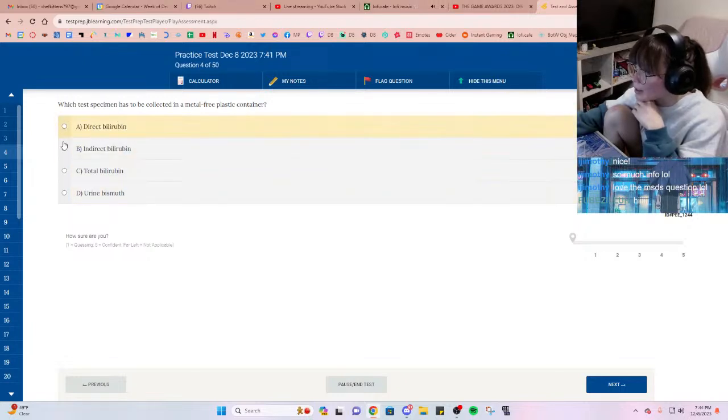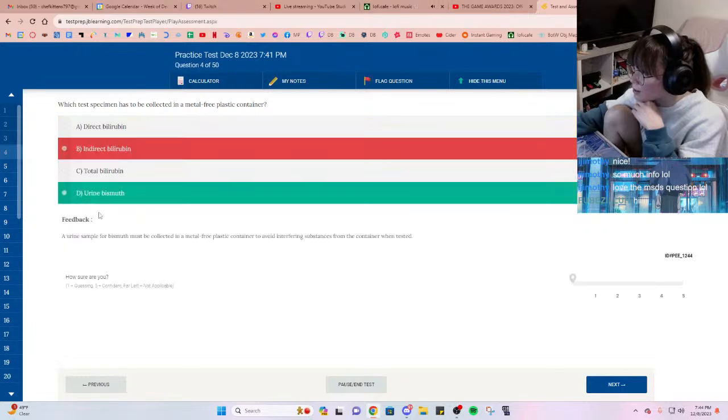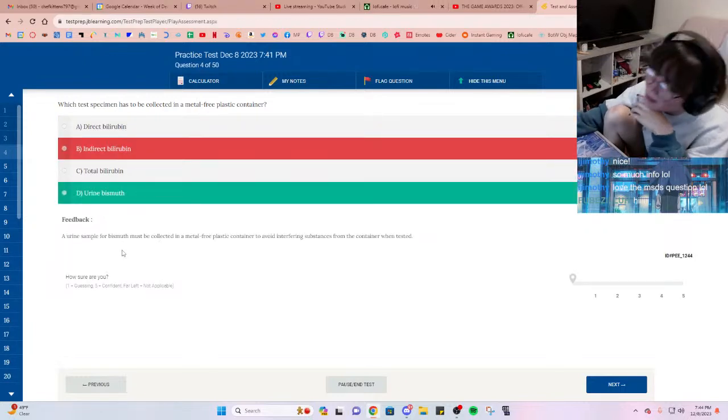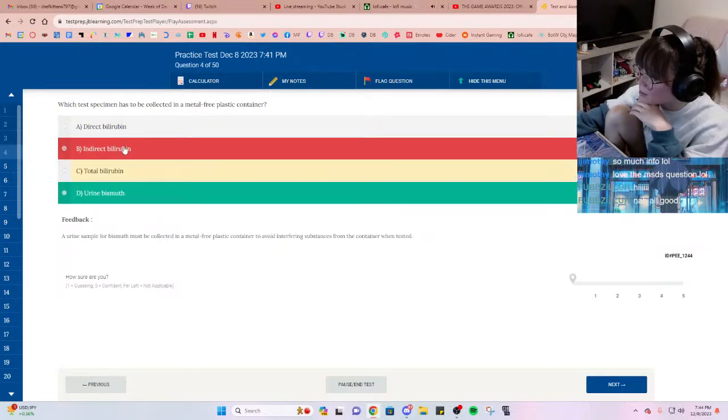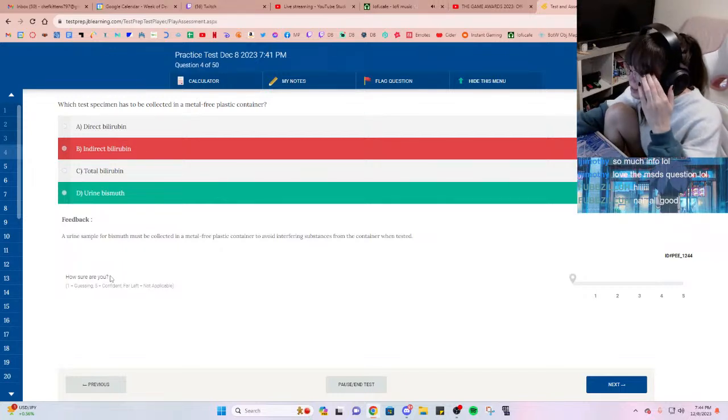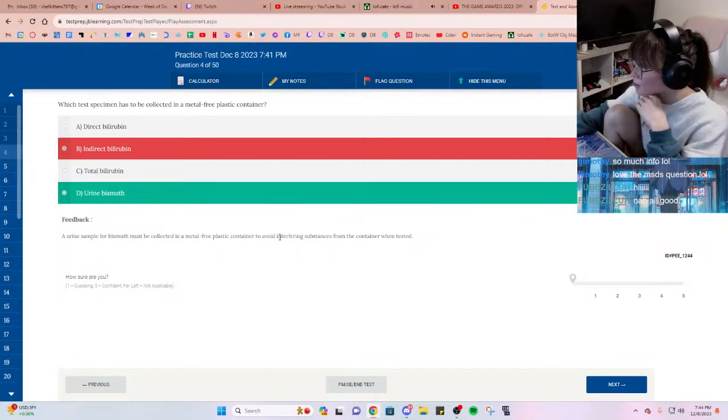I'm guessing between these two. I'm gonna guess indirect. Damn it, urine! I was like, it can't be urine because there's all these bilirubin ones. A urine sample for bismuth must be collected in a metal-free plastic container to avoid interfering substances from the container when tested.